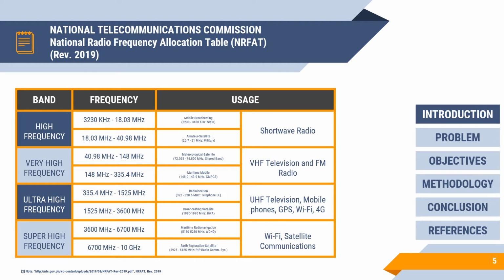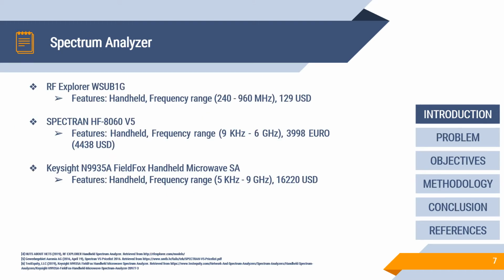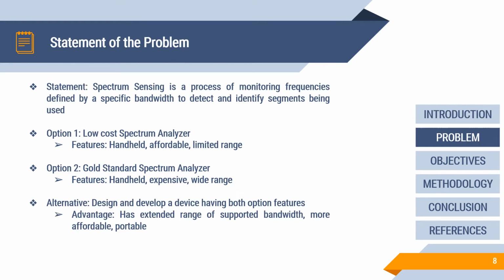The signals being analyzed are divided into bands, which are shown in this table. The scope of the project will be within these bands, which are mainly used for mobile, Wi-Fi, GPS, 4G, and television broadcasting. In order to detect the signals, an equipment called a spectrum analyzer will be used. There are different types of it, and the one shown here is the most commonly used, which is the superheterodyne method. There are different handheld spectrum analyzers available in the market. Some of them are listed here with their frequency range and cost. As you can see, the wider the frequency range, the more expensive it gets.